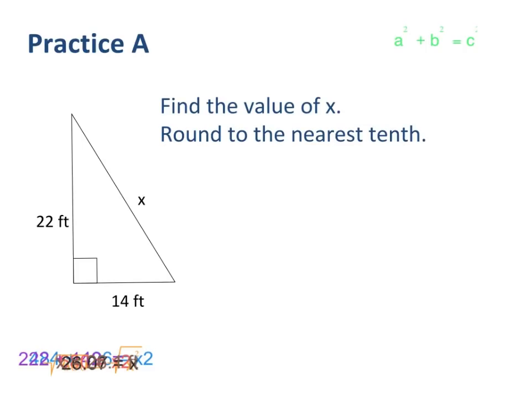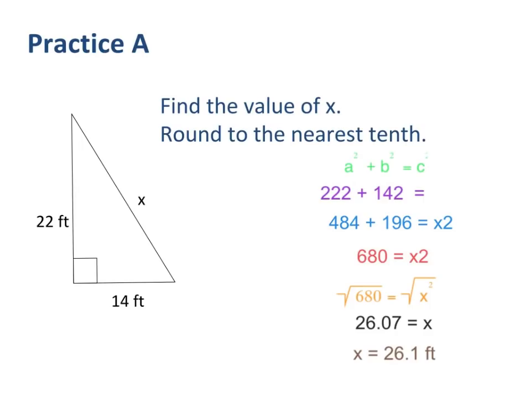This says practice. Find the value of x and round to the nearest tenth. You're going to try this one on your own. Pause the video, complete the problem, press play again to check if you are right. How did you do? Hopefully you got x equals 26.1 feet because you need to round to the nearest tenth, and that 0 is going to cause the 7 to round up. Let's take a look at the next one.